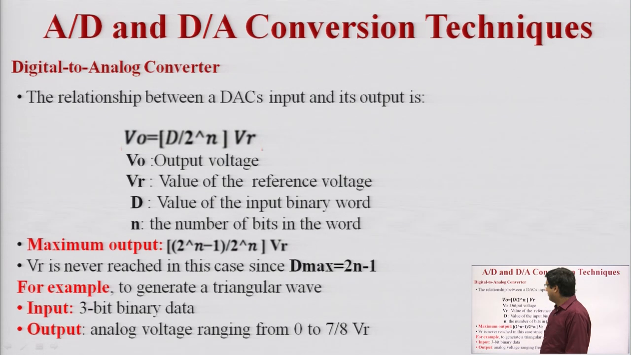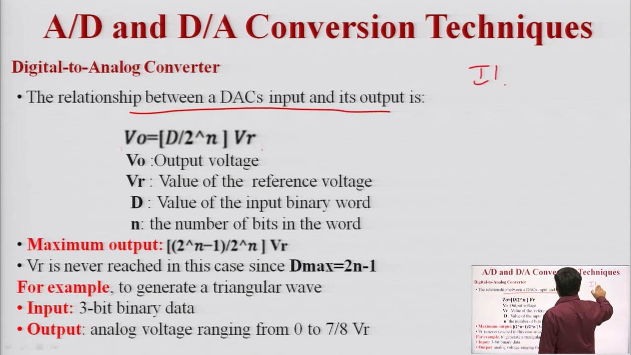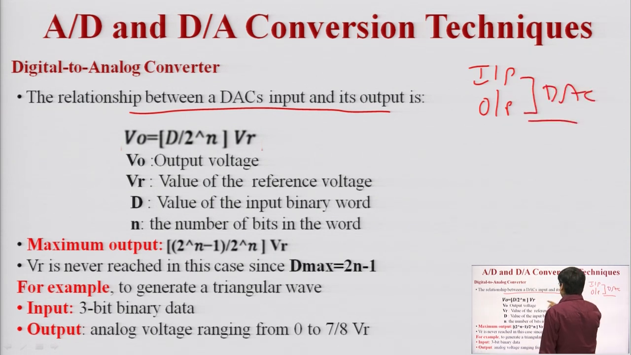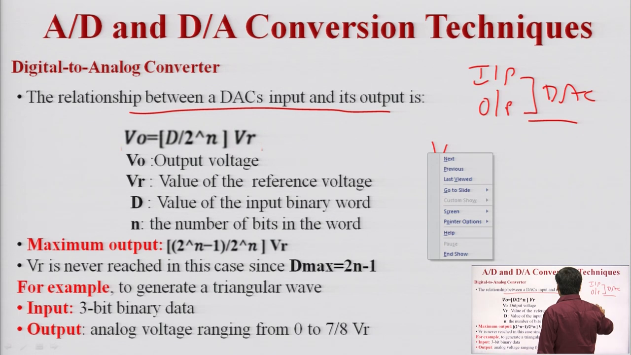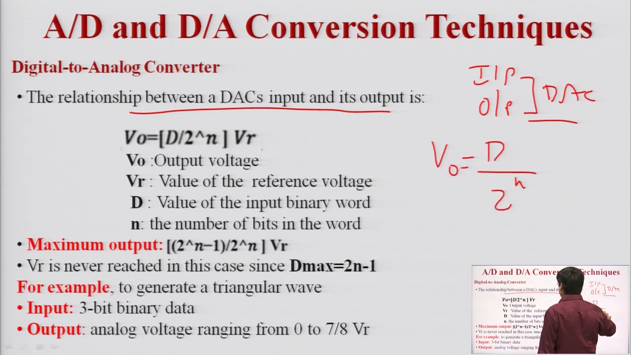After that, we have some calculations for the digital to analog converter. We are talking about the relationship between the DAC input and output. The relationship between input and output in the case of a DAC is V naught equals D divided by 2 to the power n, into Vr.